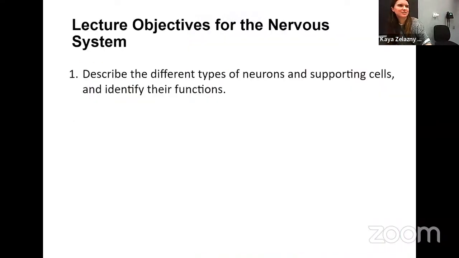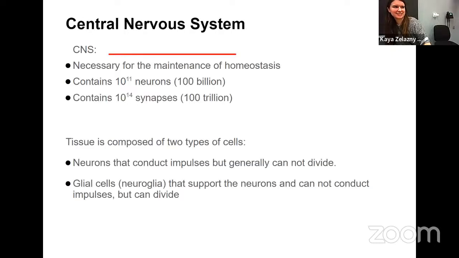Okay, so we have neurons and supporting cells. The supporting cells are the glial cells. The CNS is the central nervous system. Sorry, we won't have the red text, so I'm going to have to guess what I meant to put there. So we need these for homeostasis. We've got lots of them. Neurons conduct impulses and can't really divide. Glial cells support the neurons. They don't conduct impulses, but we can make more of them.